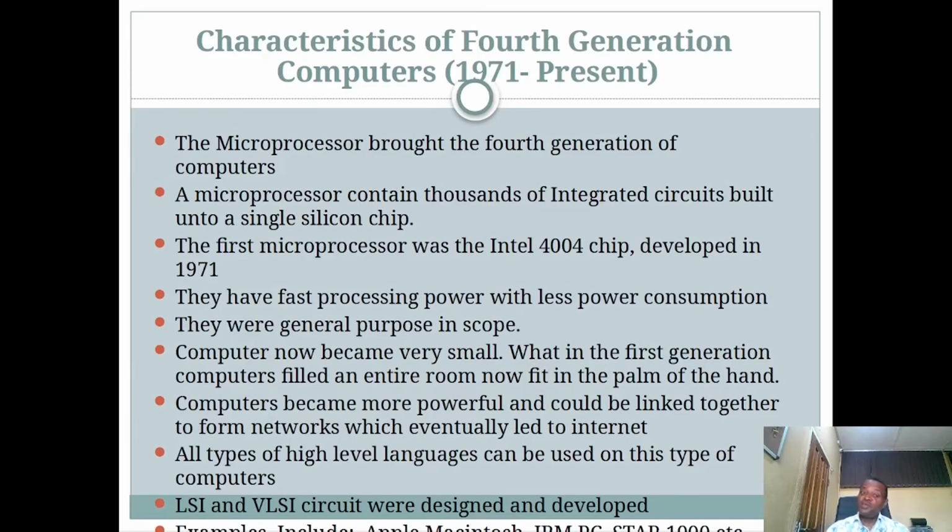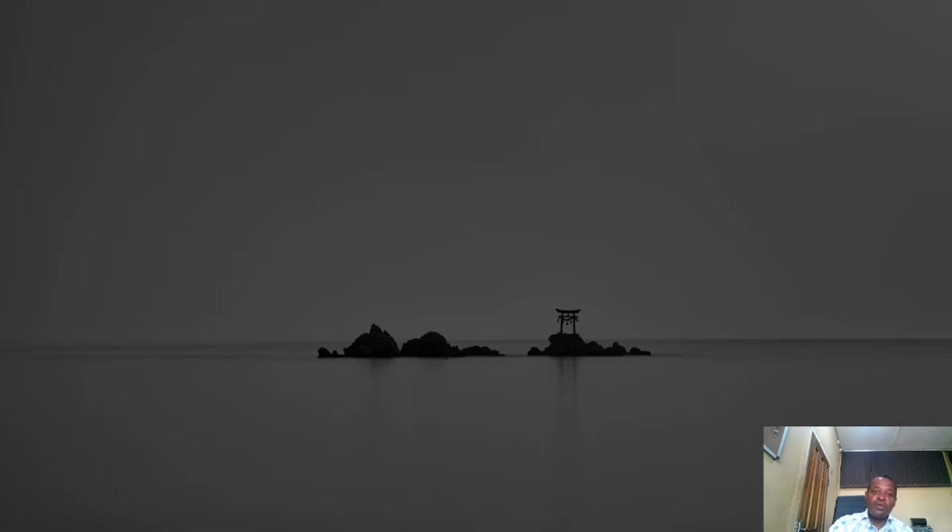But for the computer system to understand what we write in high-level languages, there must be a translator to translate the program in high-level language into the low-level language.